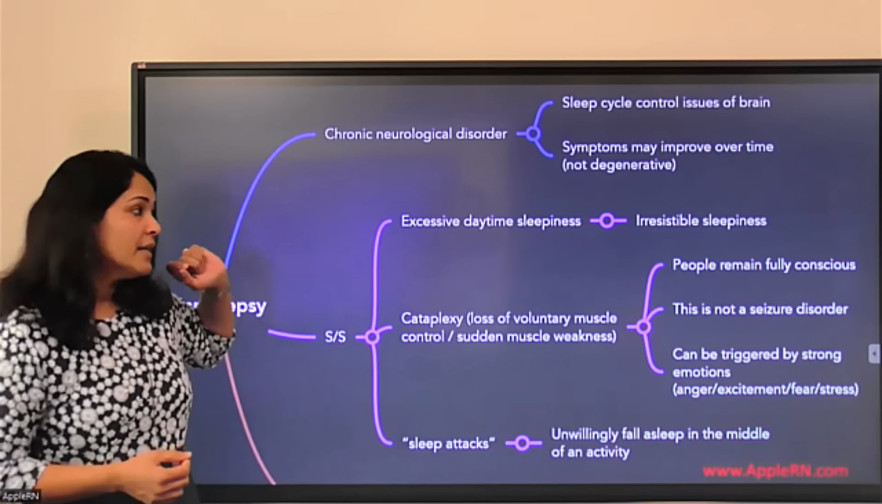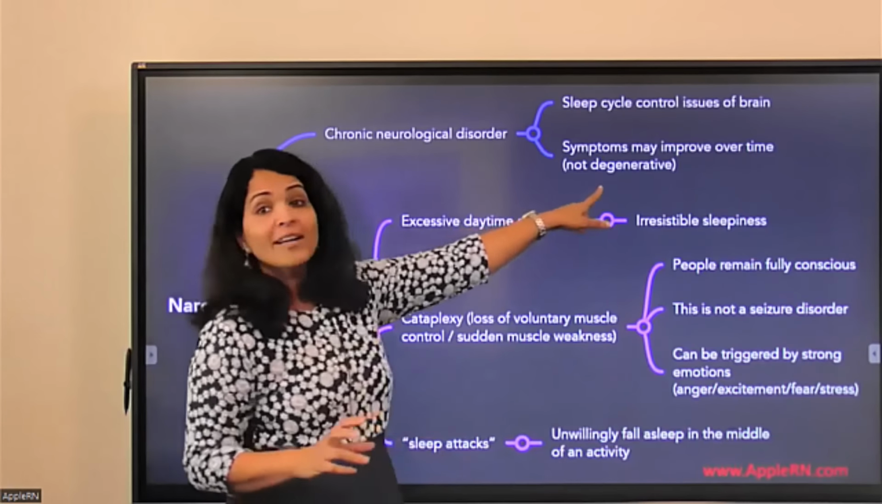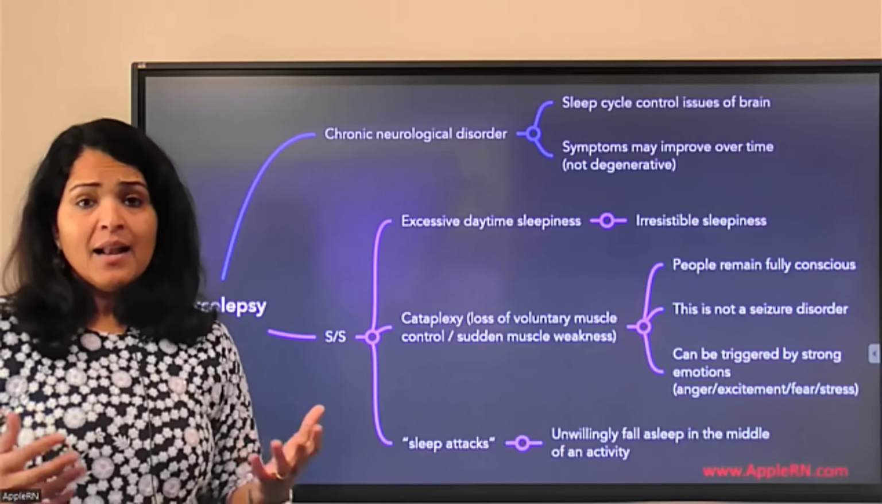There are some other things I want to mention from the NCLEX point of view. This is not a seizure disorder, even though narcolepsy and epilepsy sound similar or connected. It's not a seizure disorder. And this is not a degenerative disorder either, because the symptoms may improve over time. Degenerative neuro disorders are the ones where we lose neurons or capability, like in dementia, Parkinson's disease, or ALS, amyotrophic lateral sclerosis. That is called neurodegenerative disorder. But this one is not, because symptoms might improve over time. There may not be a cure yet, but it's getting better with medications too.